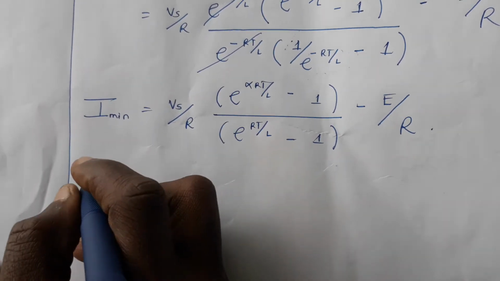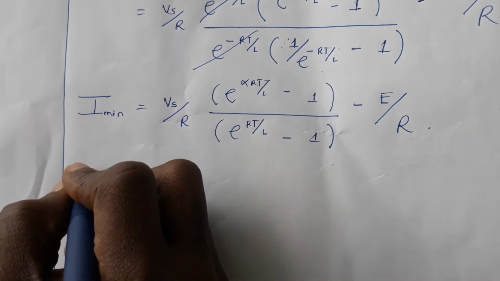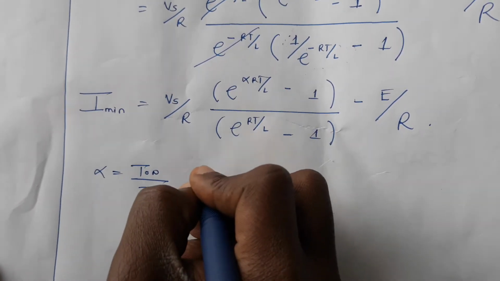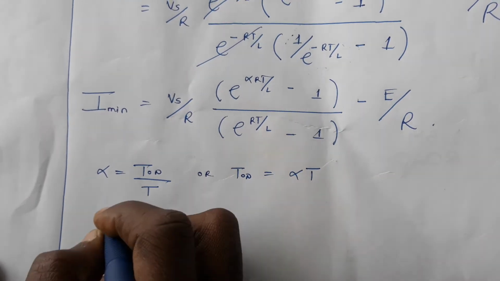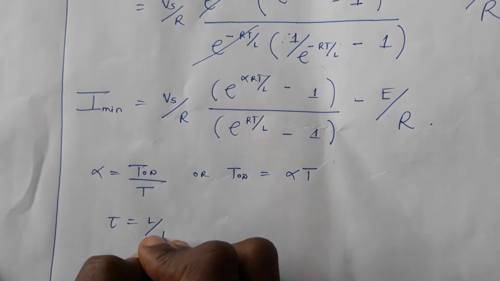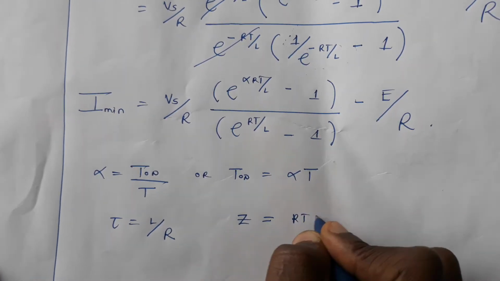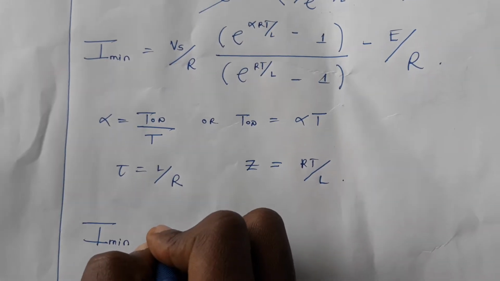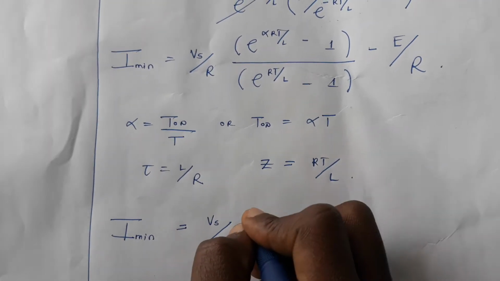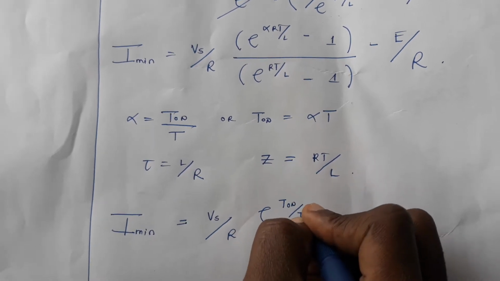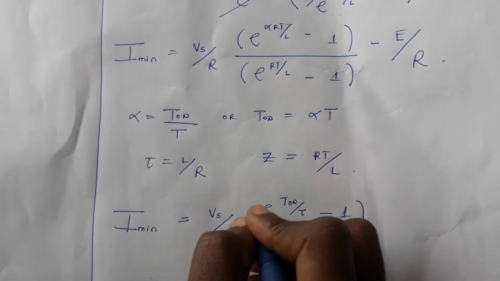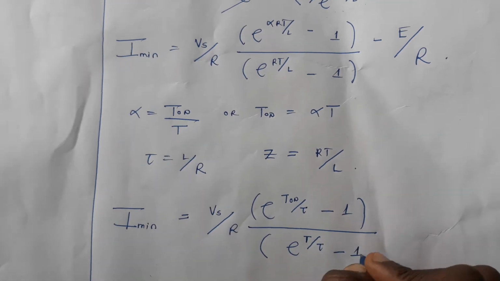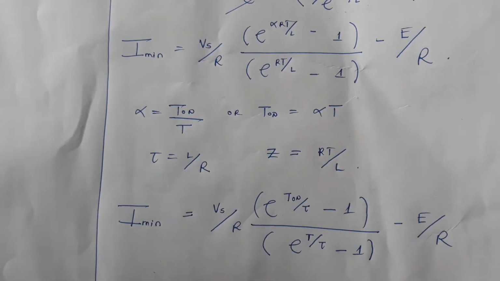Other texts can give this form of Imin, given that alpha is equal to T on over T, or T on is equal to alpha T. Then we also know that tau is equal to L over R, that's the time constant, and Z is equal to R T over L. So you can find other texts giving the expression for Imin as Vs over R, exponential T on over tau, minus 1, over exponential T over tau minus 1, minus E over R.